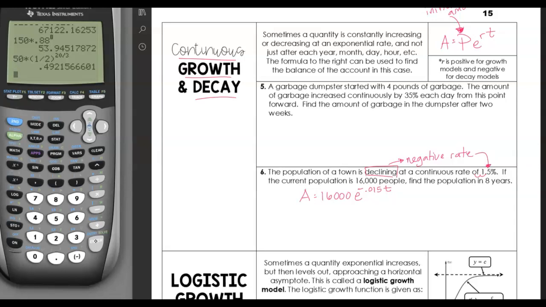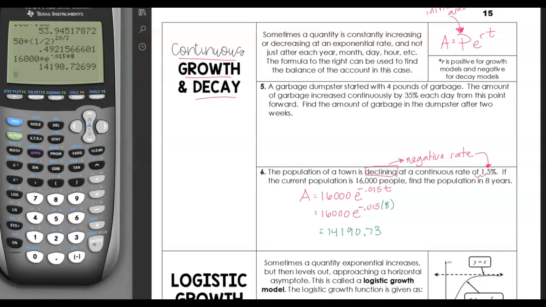So now it wants us to find the population in 8 years. All I have to do is take that time and substitute it in for T. So I have 16,000 times E, which remember we can get Euler's number by hitting second ln, negative 0.015 times 8. And you get 14190.73.